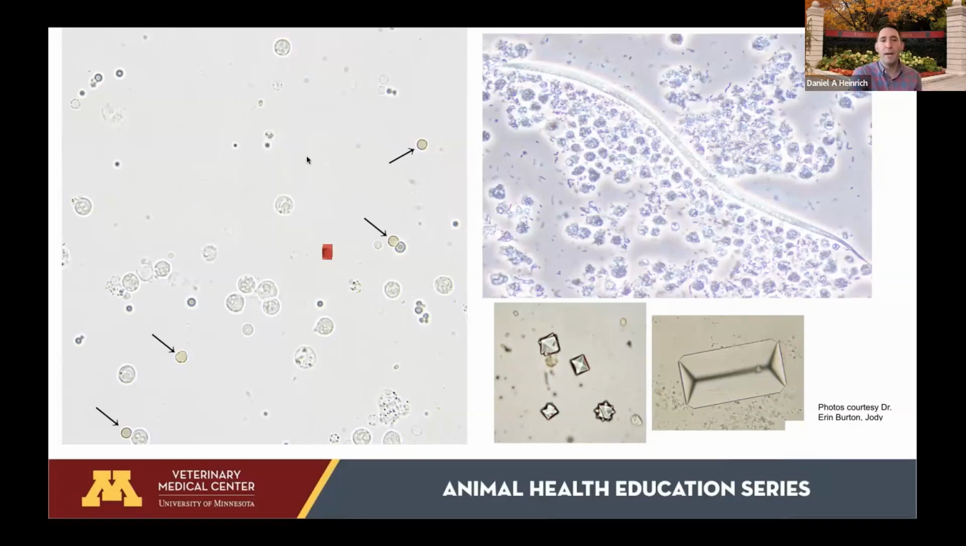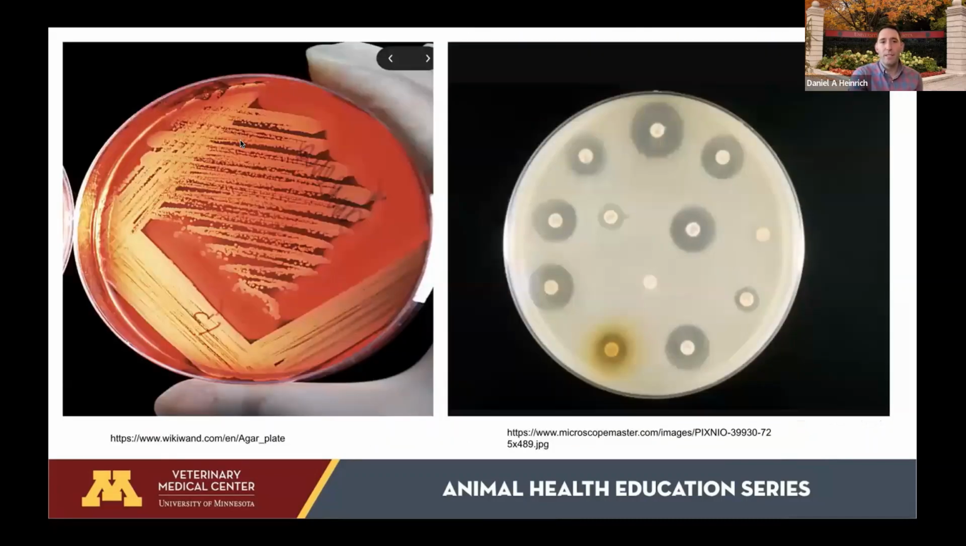This is an example of urine culture. We've grown urine on a plate, and all of these little dots are bacteria. So we would identify what kind of bacteria it is. And then this is where we've applied little antibiotic discs to figure out which antibiotic is most appropriate for your pet.